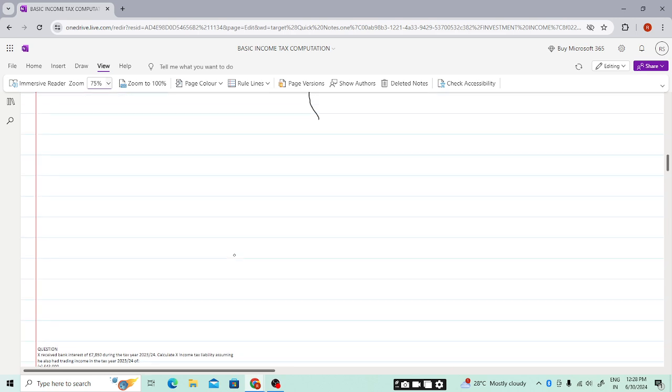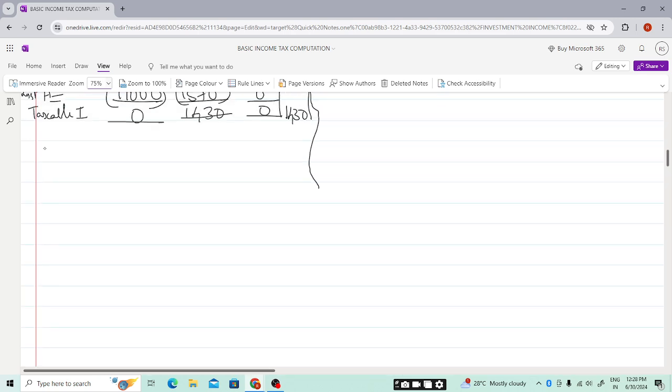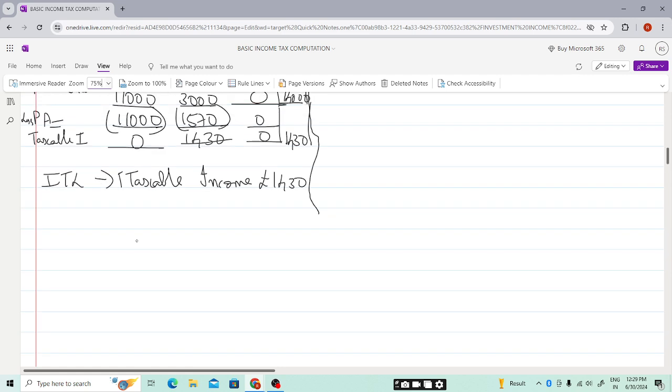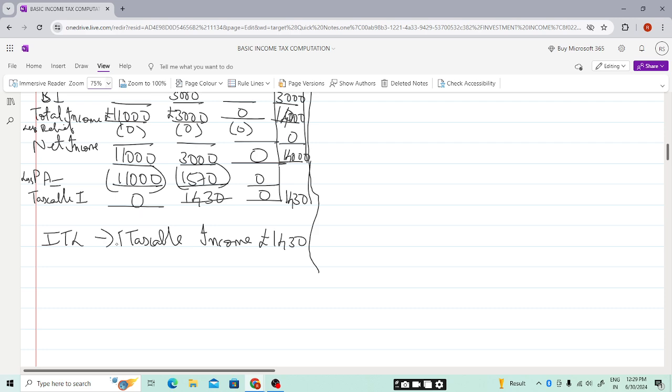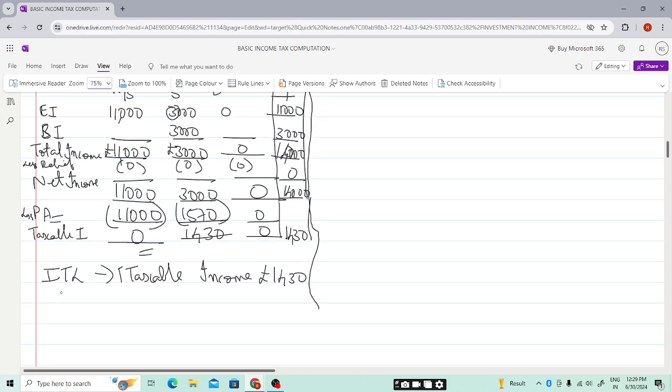Now we need to calculate the income tax liability. Income tax liability is calculated on the total taxable income. Our total taxable income is 1430 pounds. So income tax liability will be first calculated for the non-saving income. Our non-saving taxable income is 0. So non-saving 0, because no taxable income.